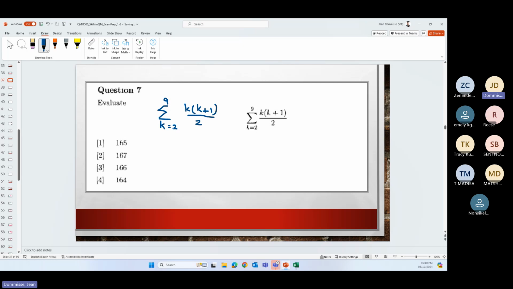So when we put in 2, it is 2 times 3, which is 6, divided by 2. So I'm just going to write it down so that you can see what we will be doing. So that is for the value of 2, but we need to go up until 9. Not just 2 and 9, from 2 till 9. So we will need to then say, okay, we need to replace the k with 3.